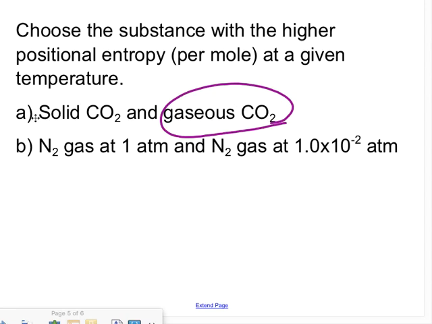All right? Then we have nitrogen gas at 1 atmosphere compared to nitrogen gas at a lower pressure. Now if we consider the fact that we have a mole of each and the temperature is the same in each, then the only way we could have the pressure change would be to increase the volume. So we have these two gases, they're the same element, they're at the same temperature, but they have different pressures. The one with the lower pressure is going to have a larger volume.